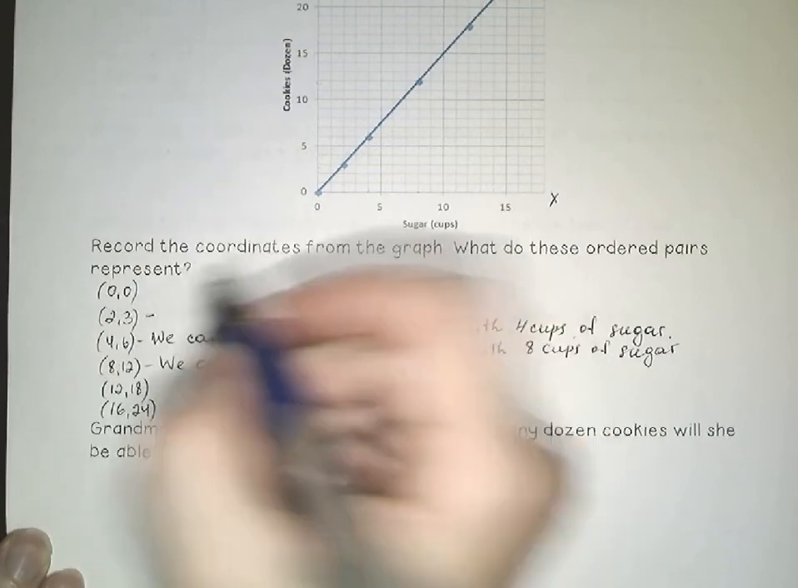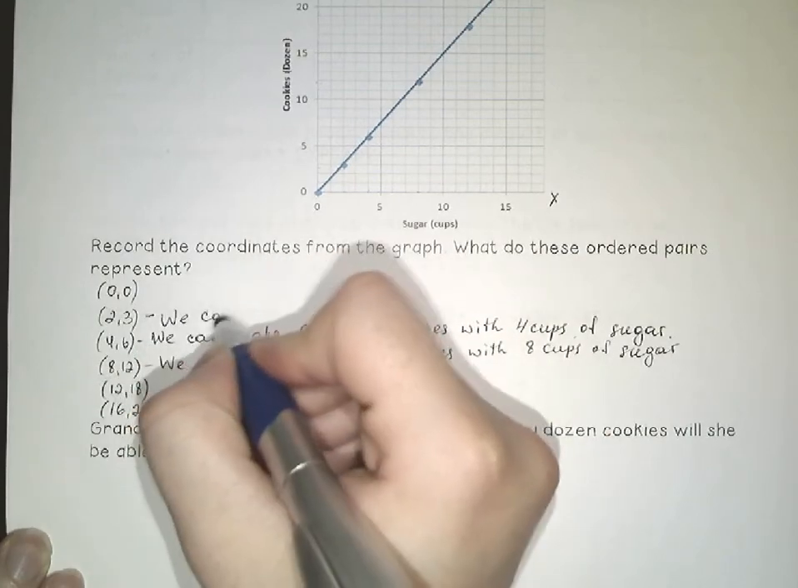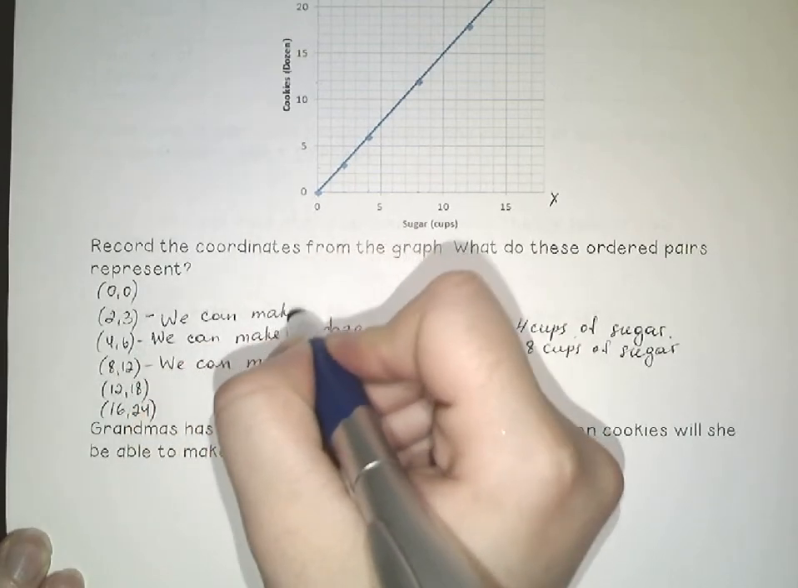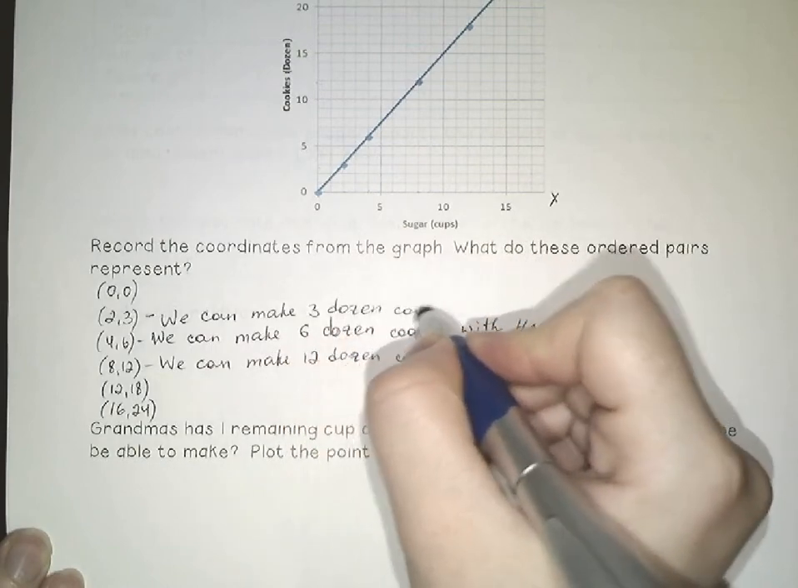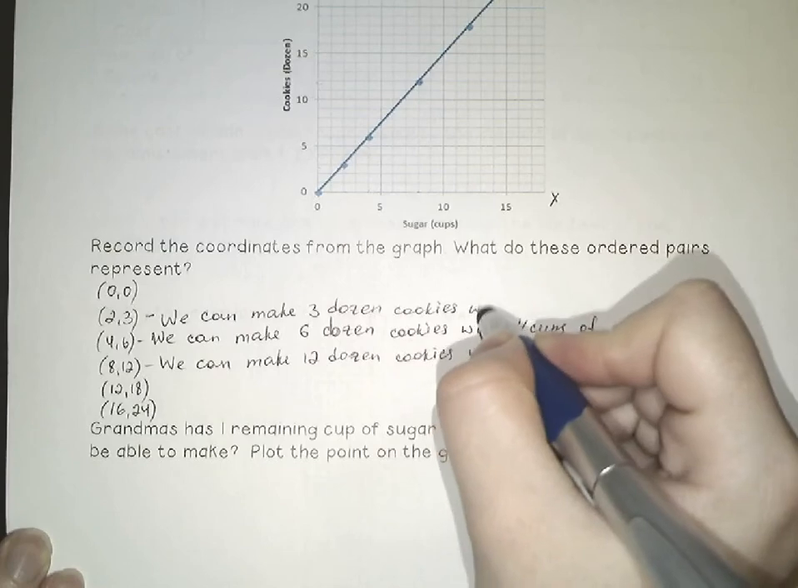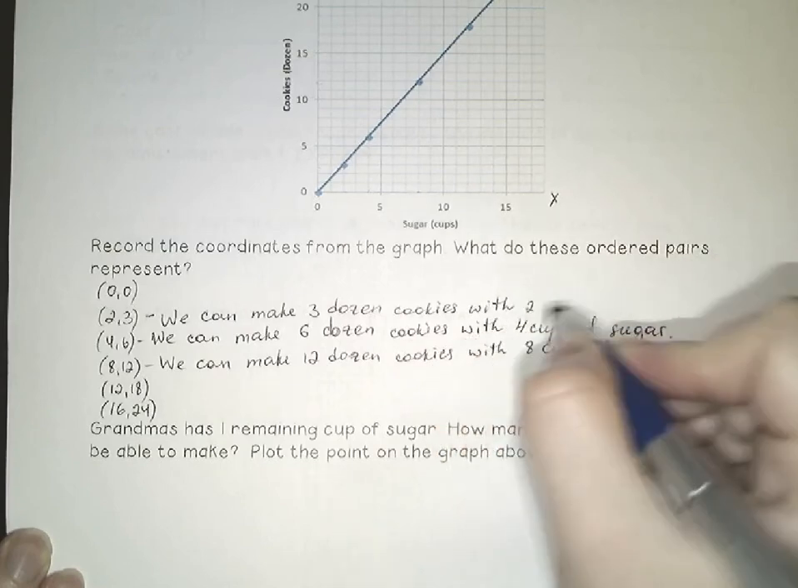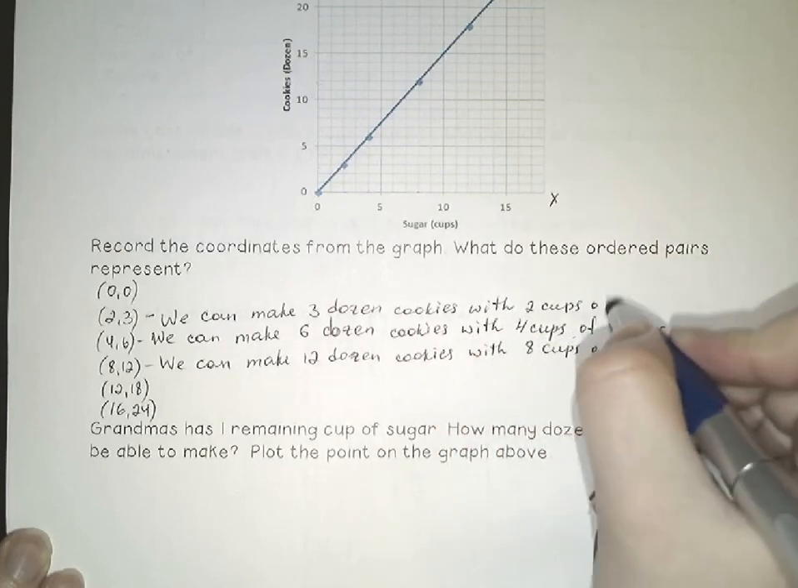And let's do this one, 2, 3. We can make 3 dozen cookies with 2 cups of sugar.